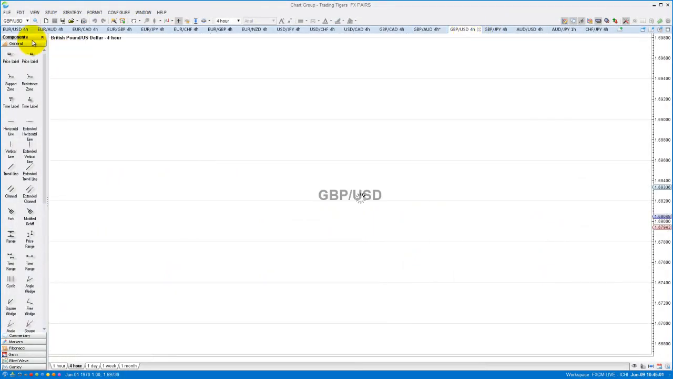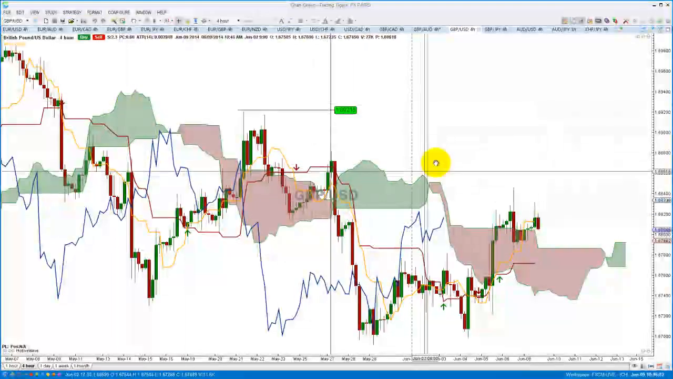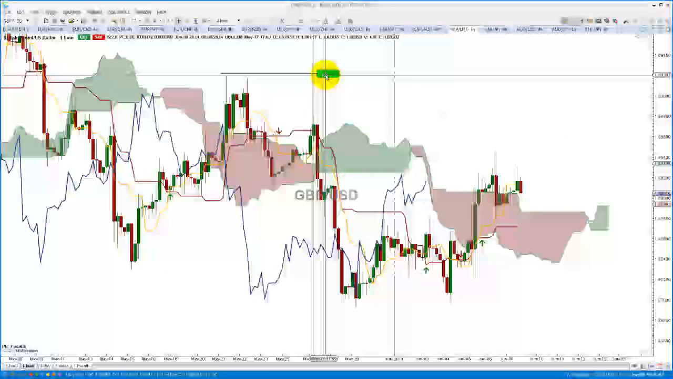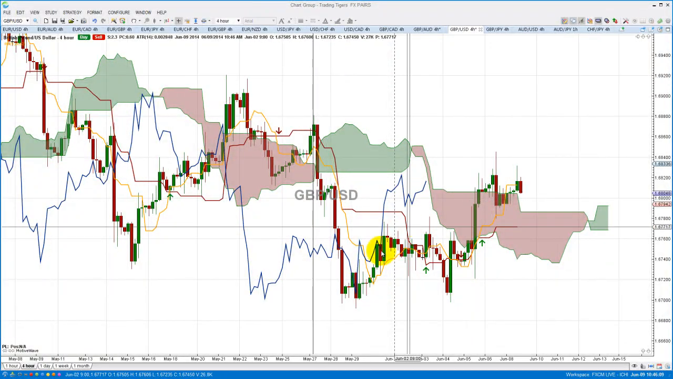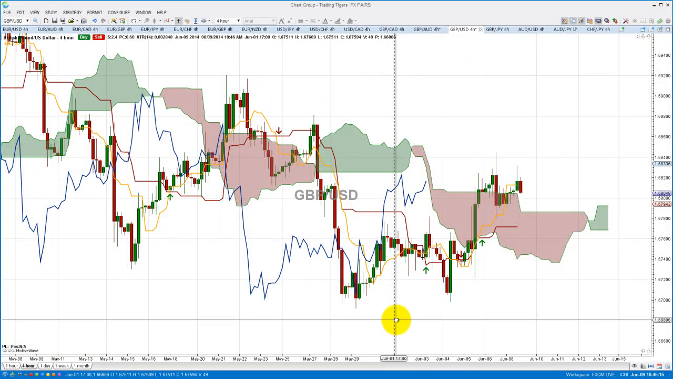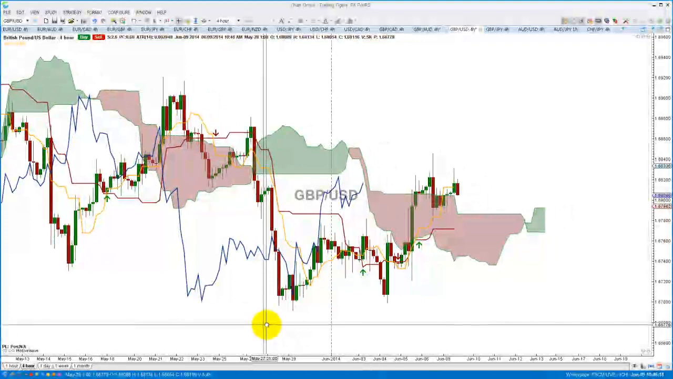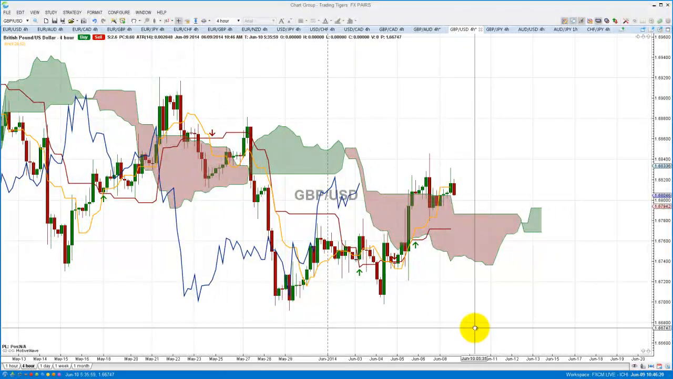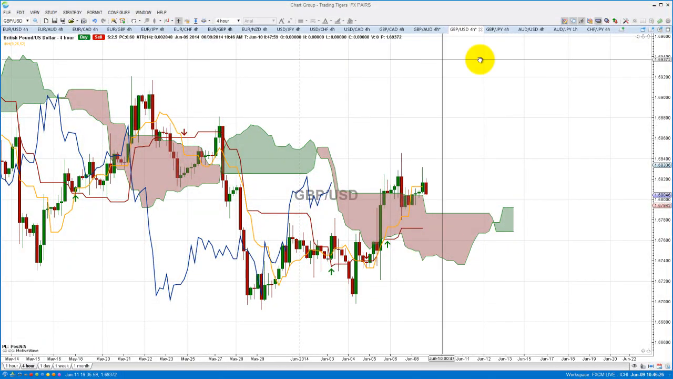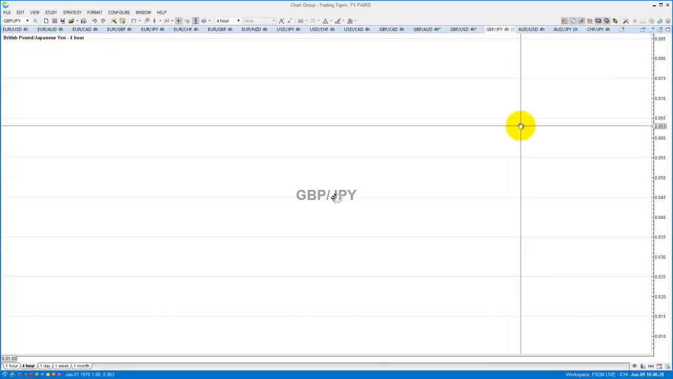Pound US. Pound US, what are we saying for the pound US? Pound US. We'll leave that for now. Pound Japanese yen.